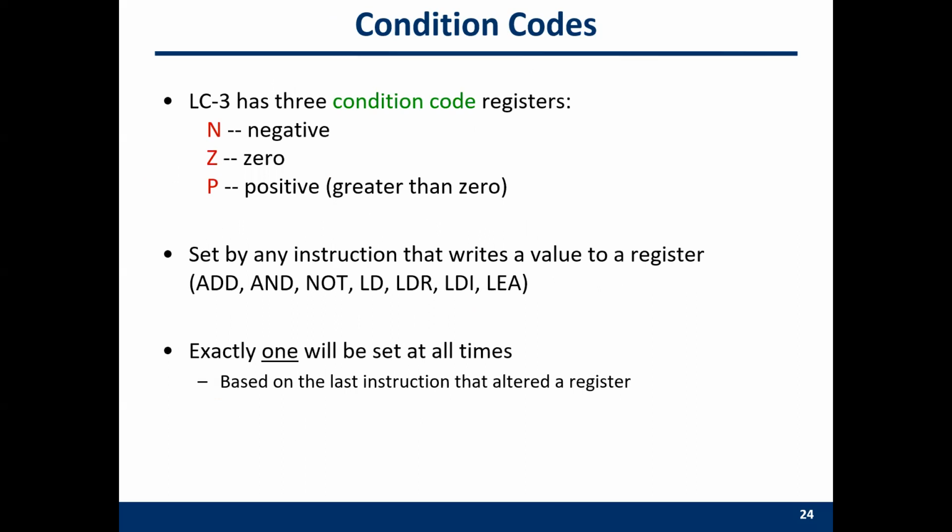So LC3 has 3 condition code registers, NZP: negative, zero, positive. These 3 registers can be set by any type of instruction that writes a value to a register. For example, add, and, not, and load. So exactly only one of these 3 can be set. So if one is 1, the other 2 will be 0.